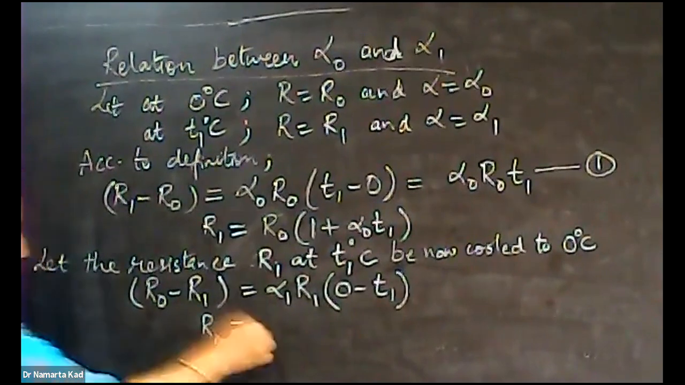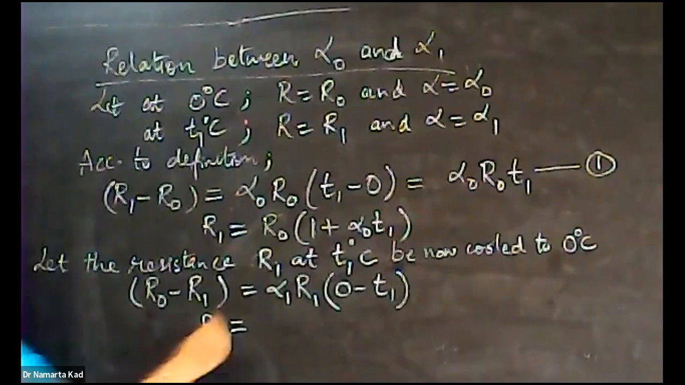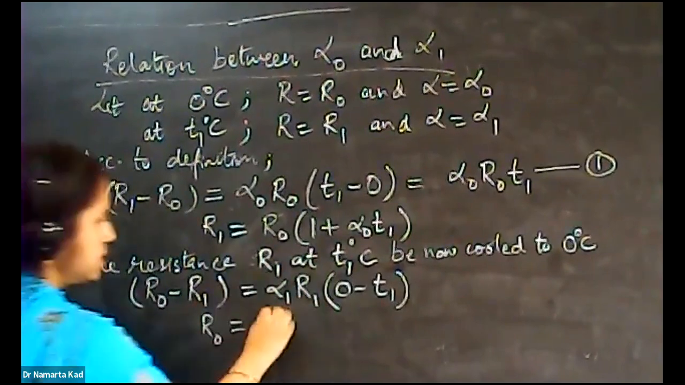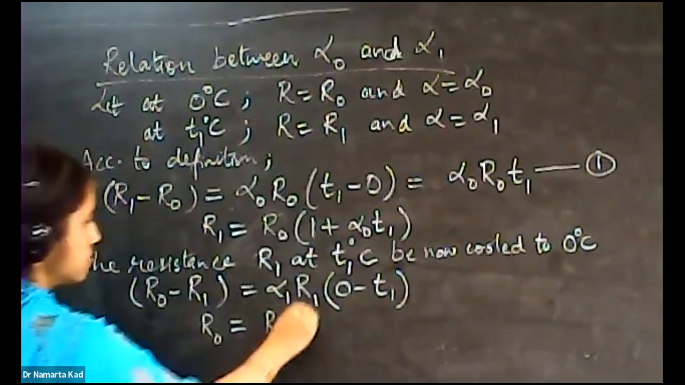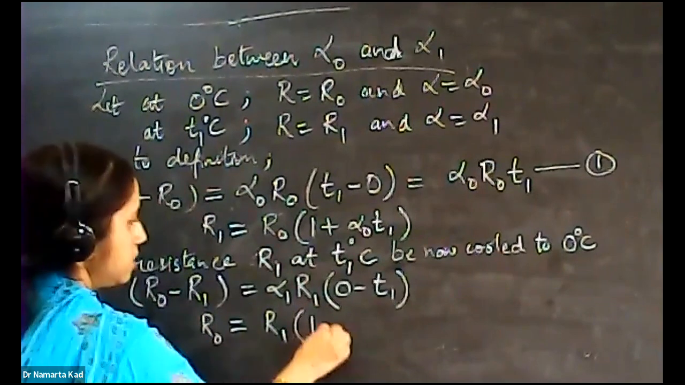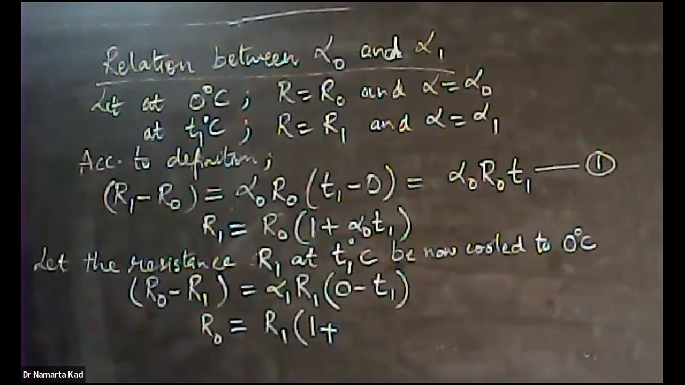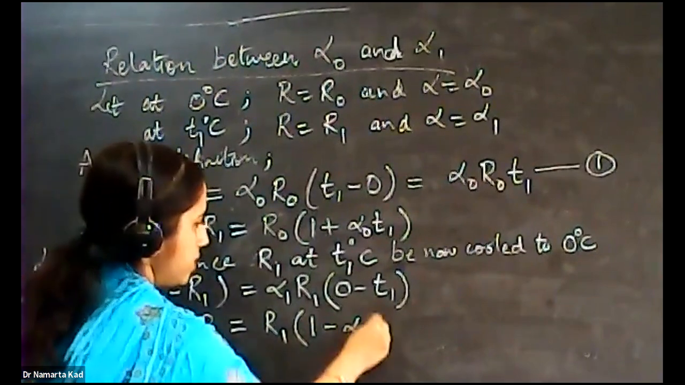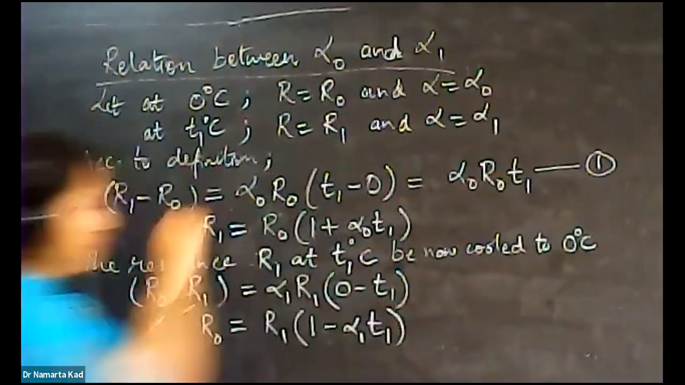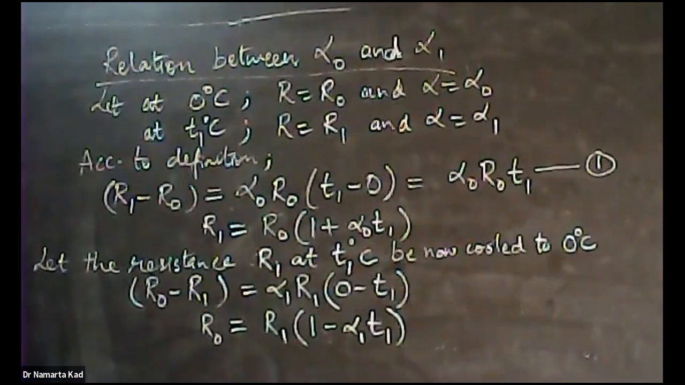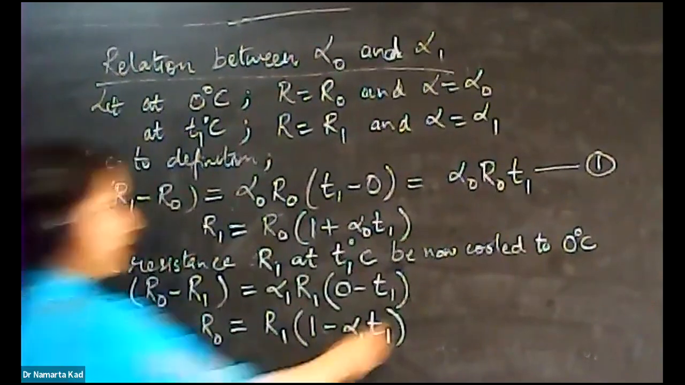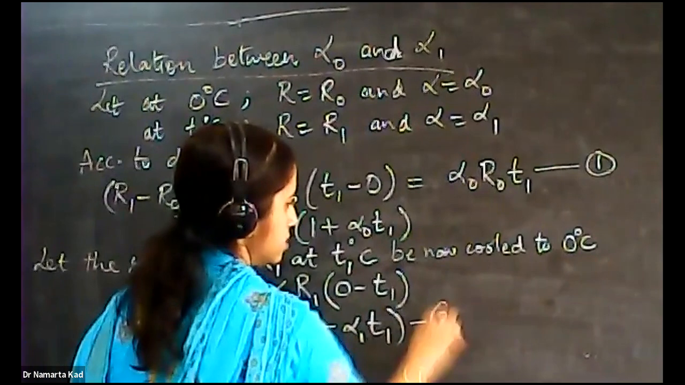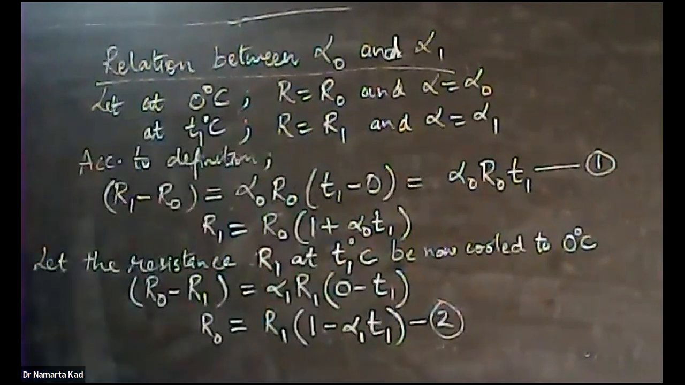Okay, so this can be written as R0 is equal to, when you take this R1 on the other side, R1 into 1 minus alpha 1 into T1. Okay, just mark this as equation number 2.